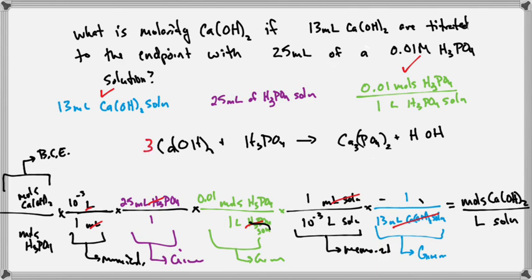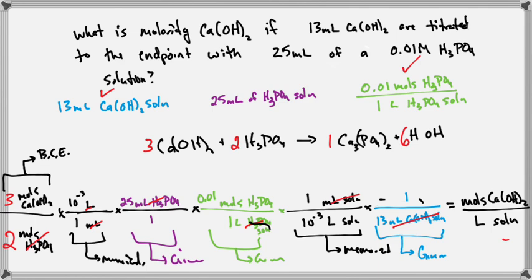Balancing the chemical equation, we need 3 calcium hydroxides and 2 phosphoric acids. That's going to produce 1 calcium phosphate and 6 waters. With that balanced equation, I know that I have a 3 in front of the calcium hydroxide and a 2 in front of the phosphoric acid. What happens with my units?